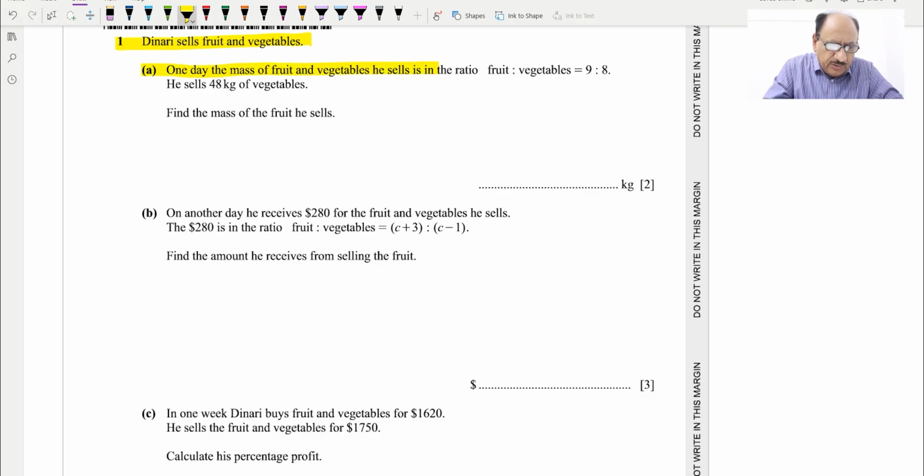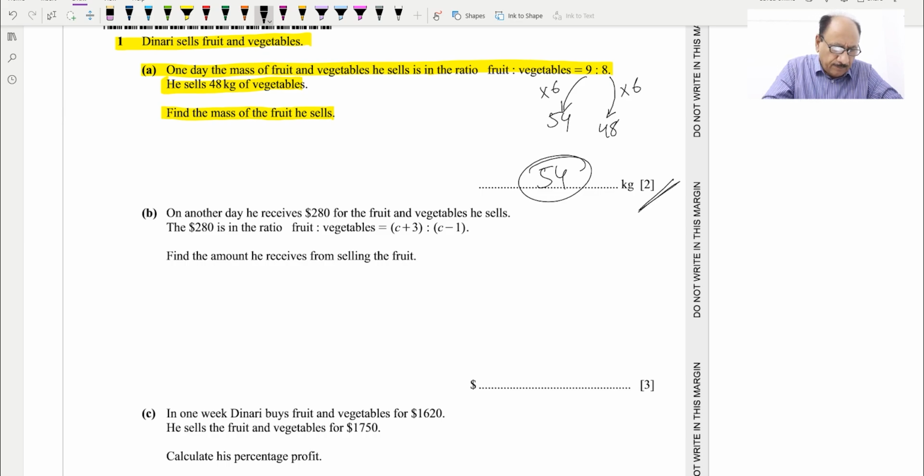Part A: one day the mass of fruit and vegetables he sells is in the ratio fruit to vegetable of 9:8, and he sells 48 kilograms of vegetables. Find the mass of the fruit he sells. So vegetable is the second one, and this is changing to 48, so multiply by 6. 6 8s are 48. Similarly, we can multiply 9 also by 6. It will be 54. So the answer will be 54 kg.